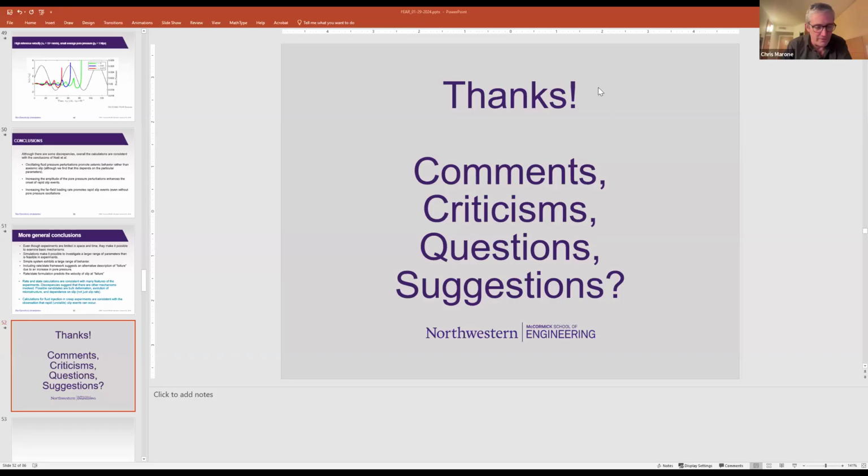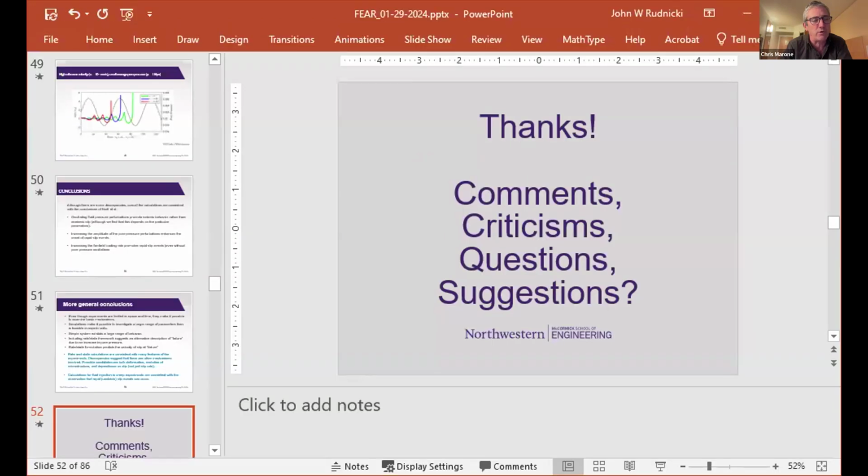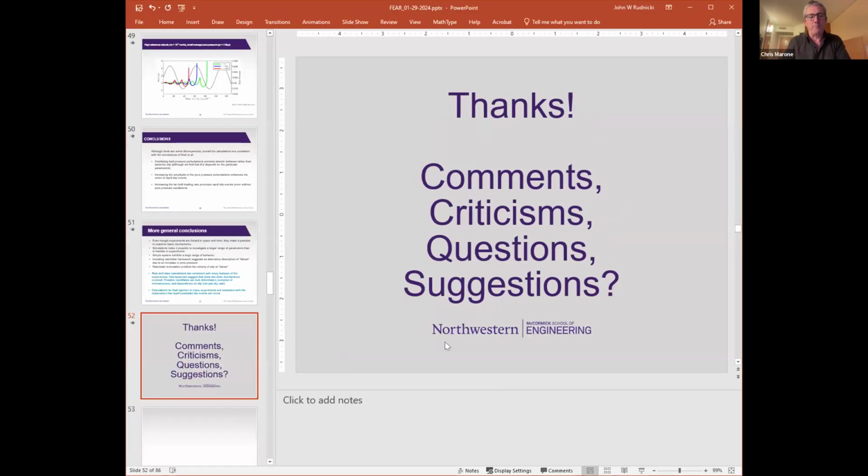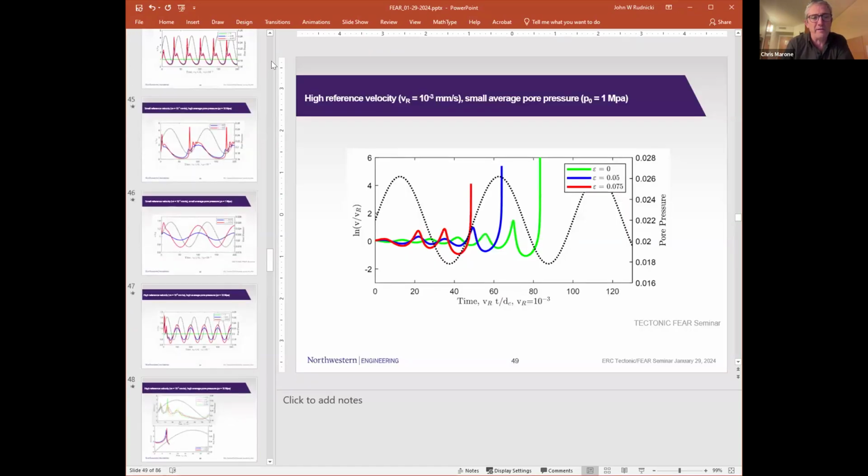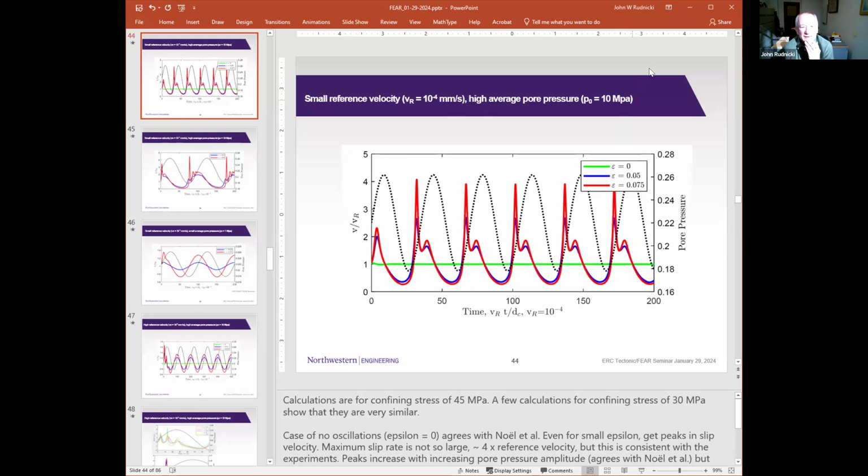Because I would like to ask a question, not seeing any of the hands, about the critical time associated with the modeling of Corentin-Noel's experiments, where you have an oscillating pore pressure. You saw some discrepancies, and I just wondered if you thought about that in terms of the critical time associated with slipping a characteristic distance d sub c.